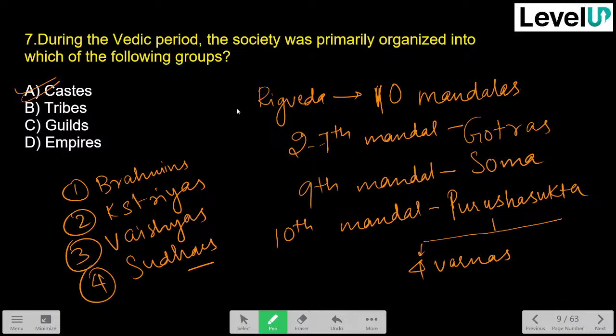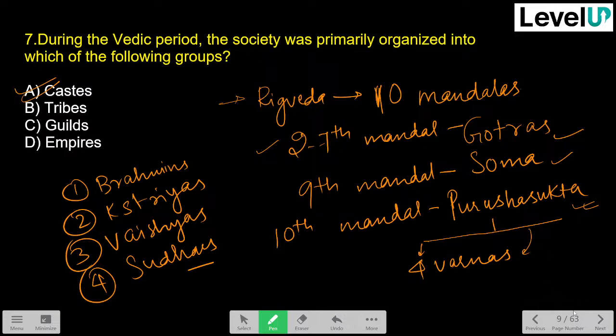So you must remember all these things. Rig Veda has 10 mandalas. From 2nd to 7th it was about the Gotras. In the 9th mandal you will study about the Somas. The 10th mandal is known as the Purushukta, and in that Purushukta you will get the knowledge about the 4 Varnas, that is Brahmin, Kshatriya, Vaishya and Shudras.